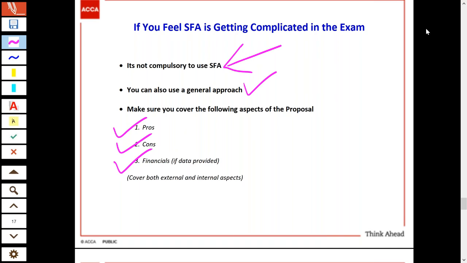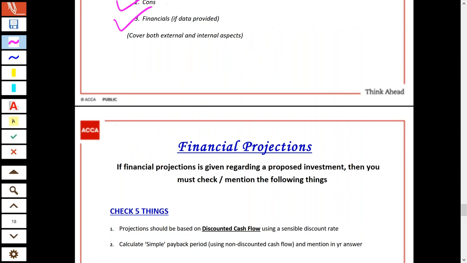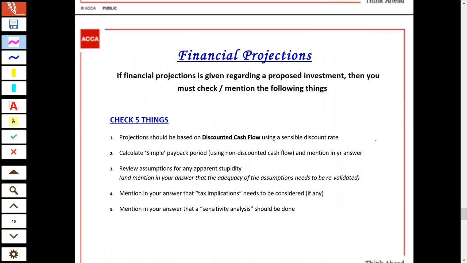So now we've talked about SFA and we will apply this. So the next topic is financial projection. In almost all questions relating to SFA, all questions relating to a proposed acquisition, you will be provided with a financial projection. And as a CFO, think like a CFO, you are expected to analyze the financial projection and come up with some observations or comments.